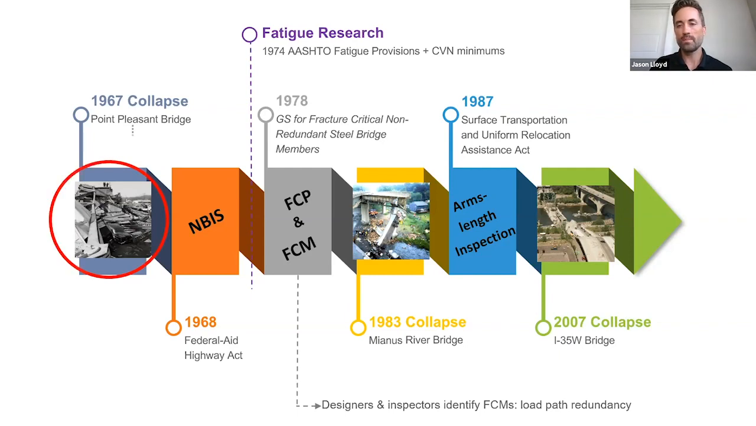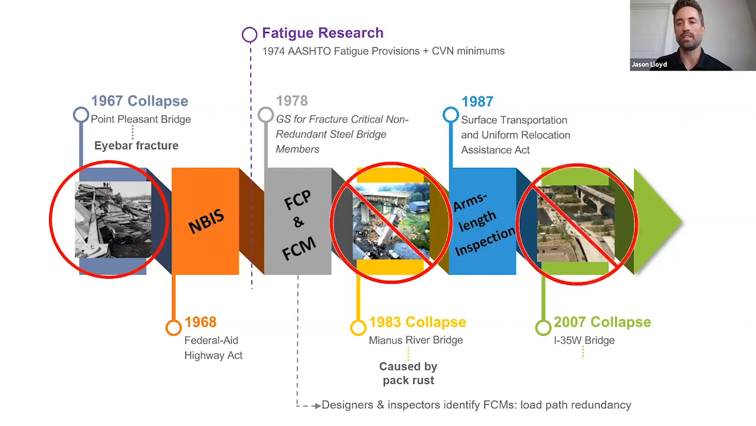While all three collapses are tragic, only the Silver Bridge was a collapse caused by the fracture of the fracture critical member. It was the result of brittle high-strength steel utilized in a fatigue-prone detail that could not be inspected during a time when bridge inspections did not occur. These clearly are practices and materials that we no longer use in the design and fabrication of modern steel bridges.